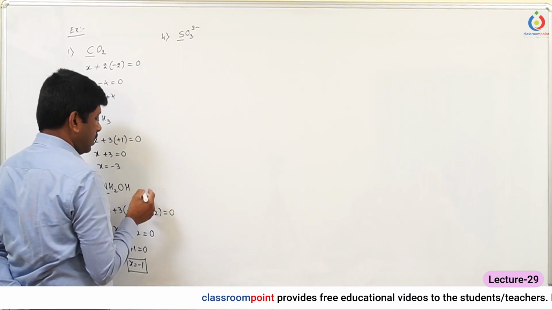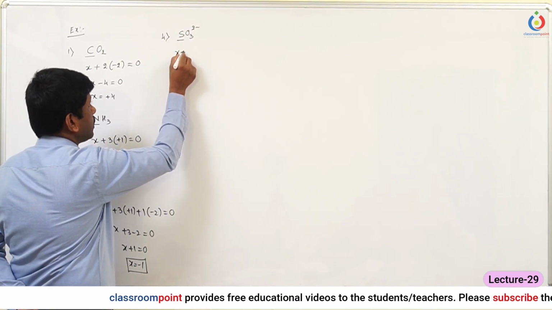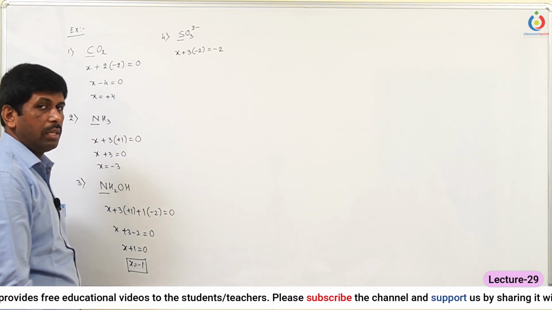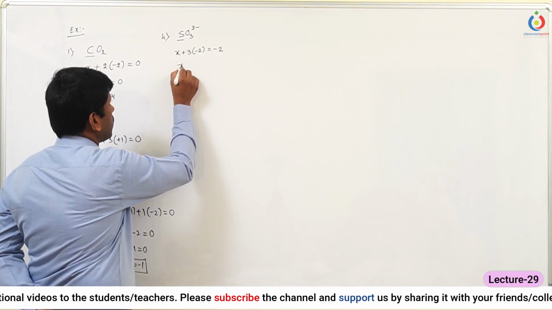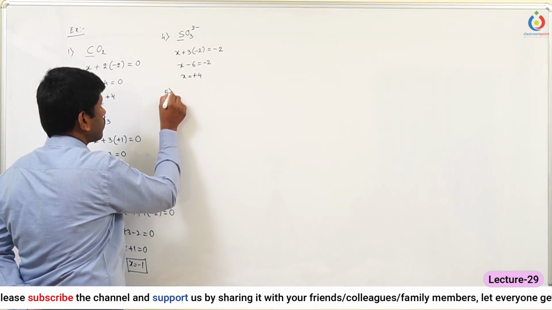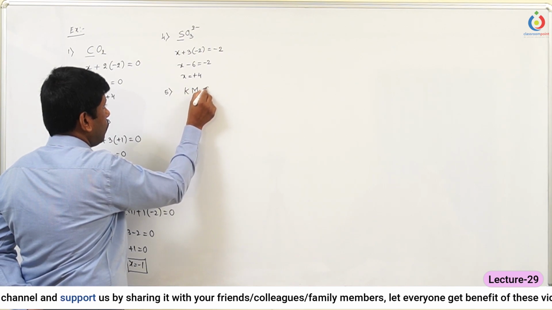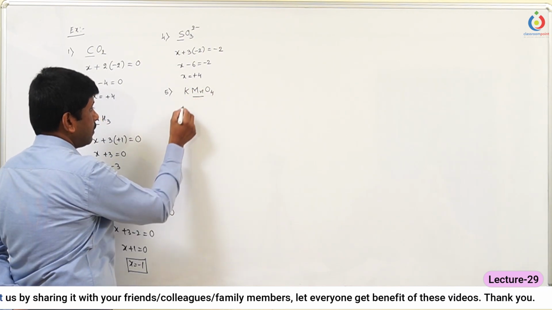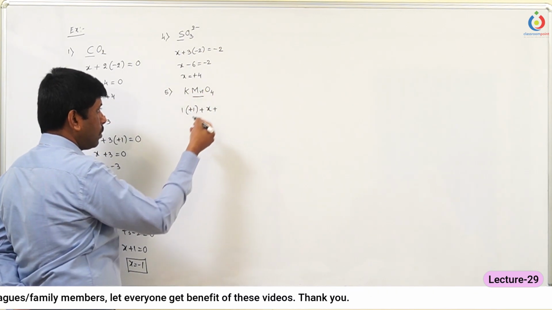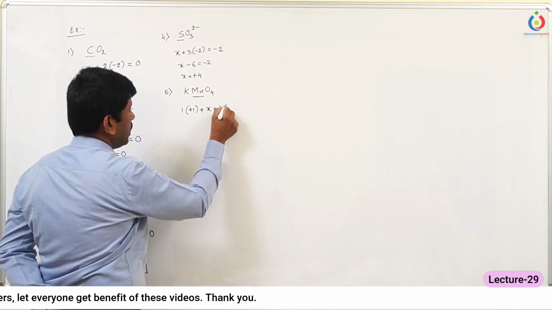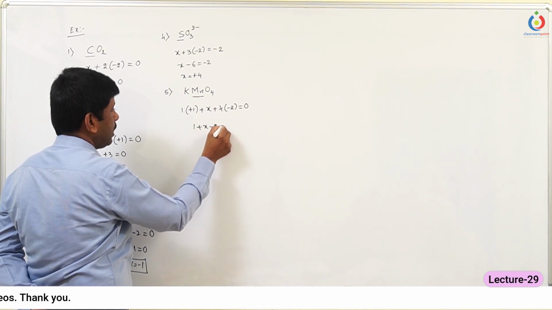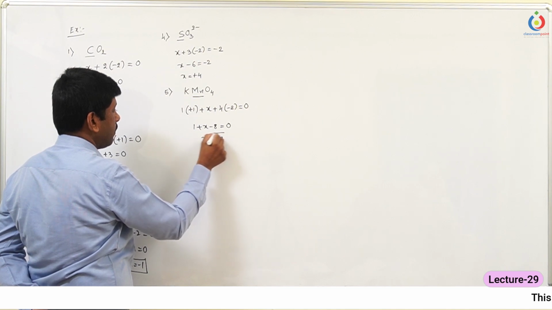SO3 2-, sulfur oxidation state. Sulfur, X, 3 oxygens, -2 each one. Total value is equal to charge carried by the polyatomic ion. So X -6 equals -2, X equals +4. KMnO4, manganese oxidation state. Potassium, 1 potassium +1, 1 manganese X, which we don't know, that's why we have taken as X. 4 oxygens -2 equals 0. So 1 plus X minus 8 equals 0, X equals +7.